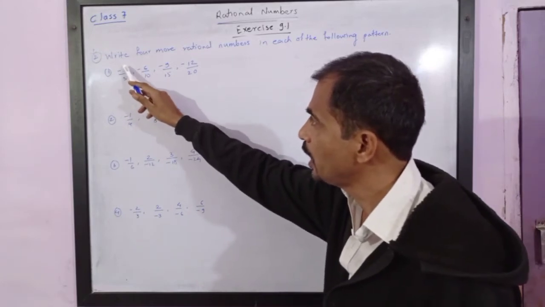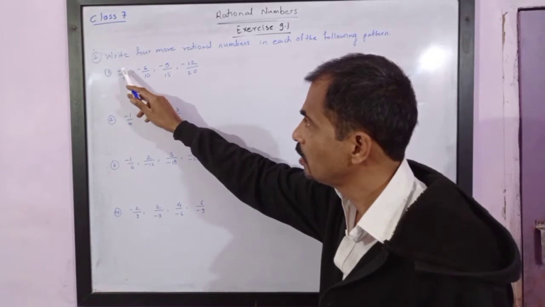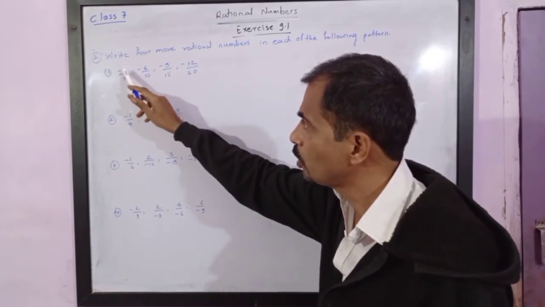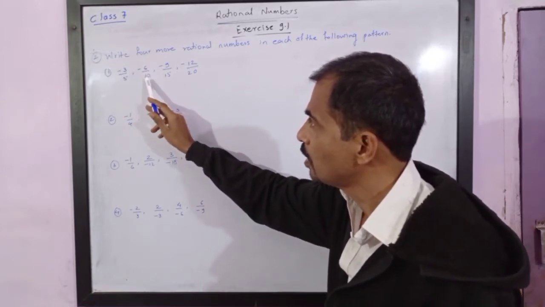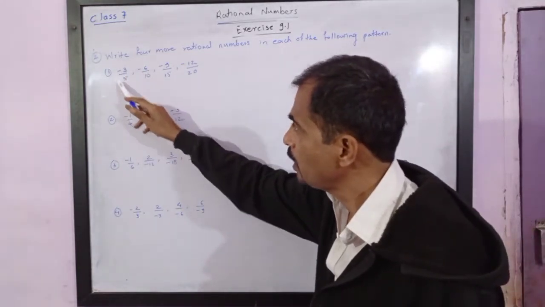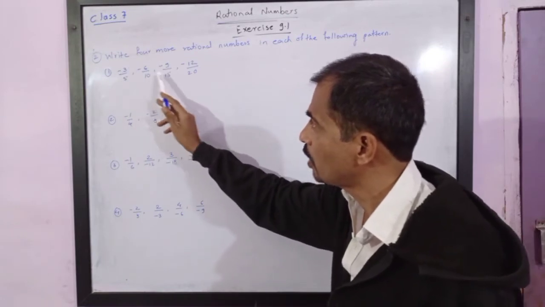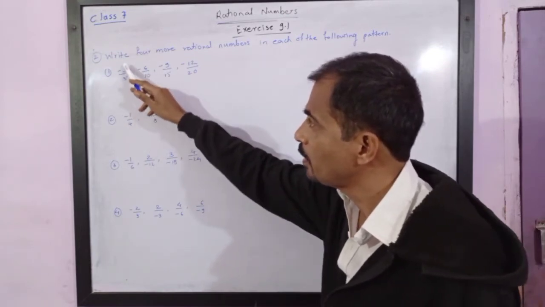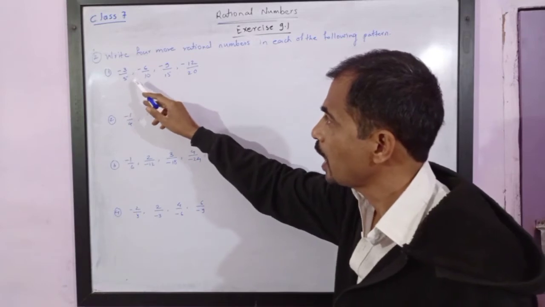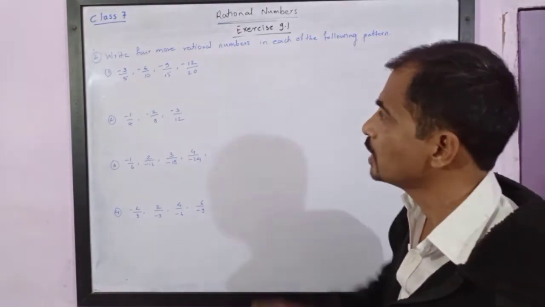This is first fraction, negative 3 upon 5. If you multiply numerator and denominator both by 2, you will get negative 6 upon 10. In the same way, if you multiply the first fraction by 3, you will get 3 3s are 9 and 3 5s are 15. Please note, numerator and denominator are multiplied by the same number and hence these are all equivalent fractions or equivalent rational numbers.